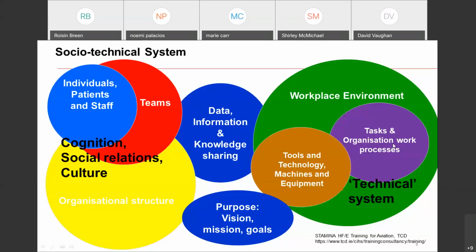And then what is the purpose? So what's the purpose of the activity? What's the purpose of the organization or the system? What is the vision or the mission and the goals? And we'll talk about different parts of this.